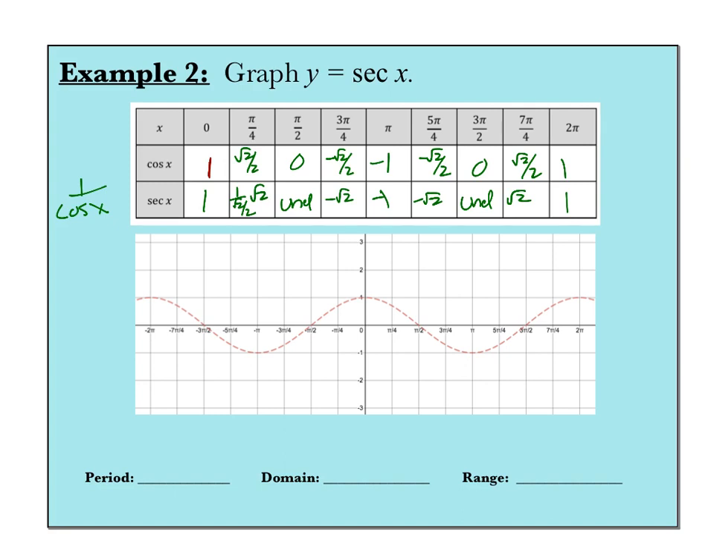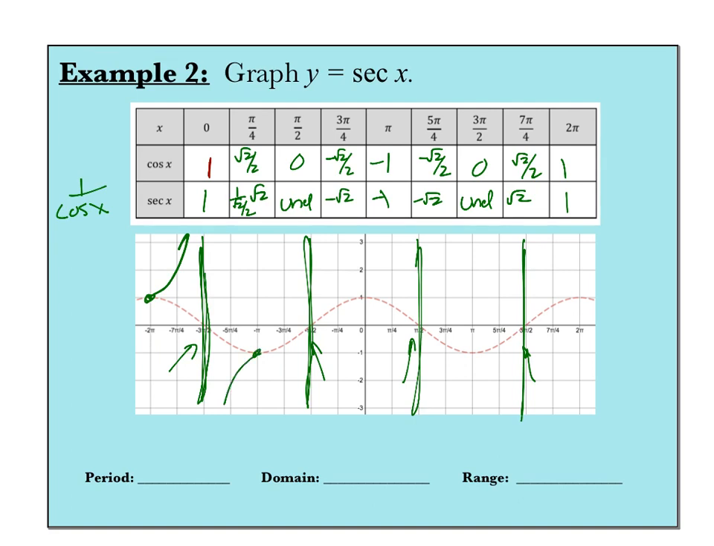So now when I look at my graph, anytime I cross my midline, in this case the x-axis, that's where I want to draw my asymptote. I'm never going to be able to cross that line. So then when I go to sketch this, I want to just reflect those. It's going to look like that.